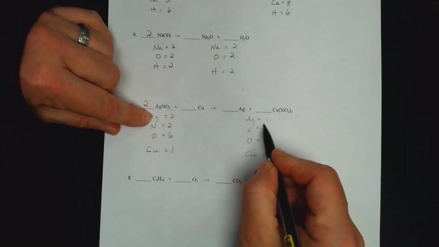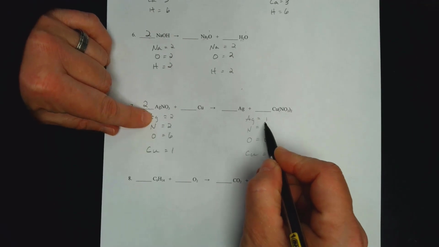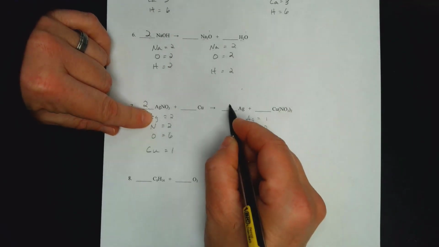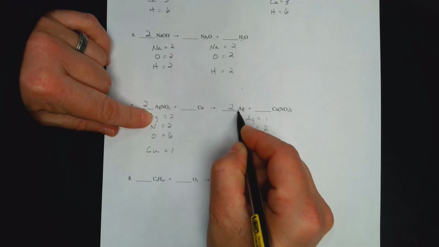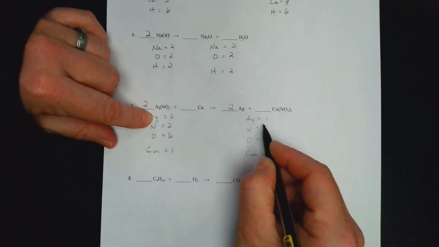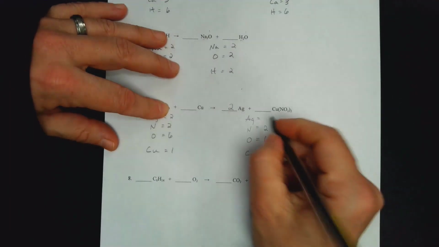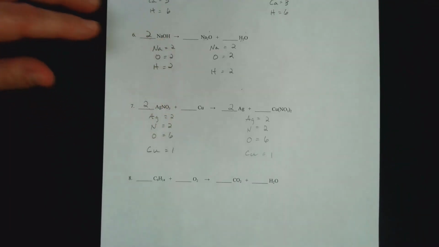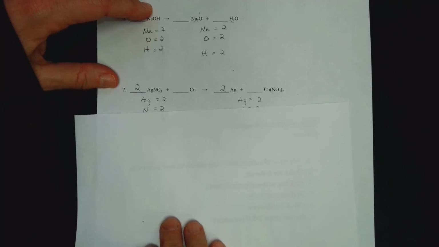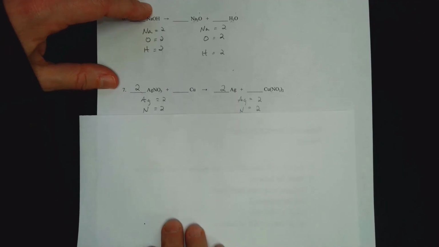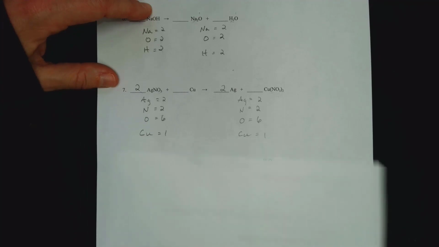So I notice that it's the product side that has the lesser quantity. So I'm going to take a coefficient of 2 and put it out in front of silver. And now I'm going to update my quantities. So I'm going to go ahead and write down that I have 2 silvers, and now let's check for balance. I have 2 silvers, I have 2 nitrogen, I have 6 oxygen, and I have 1 copper.